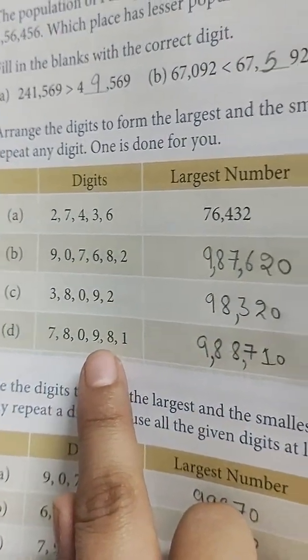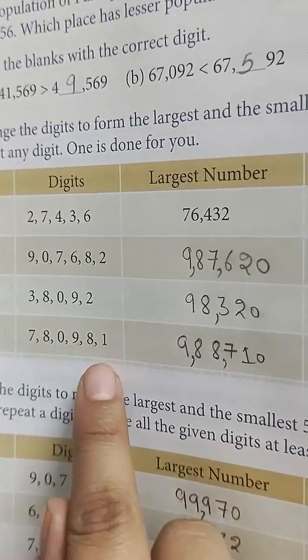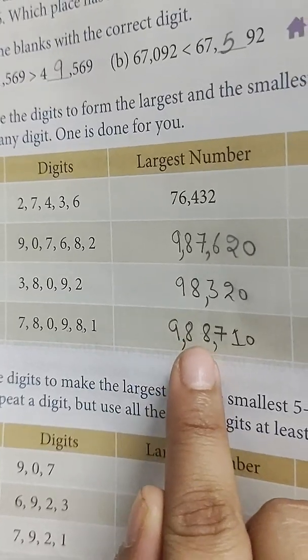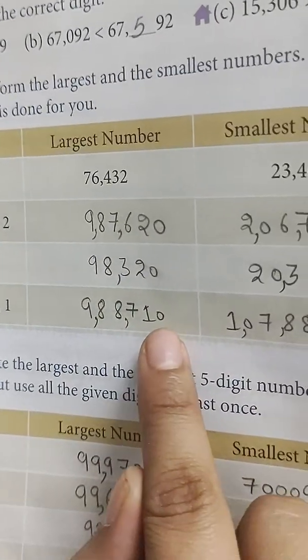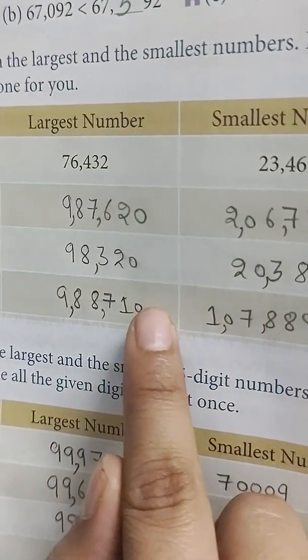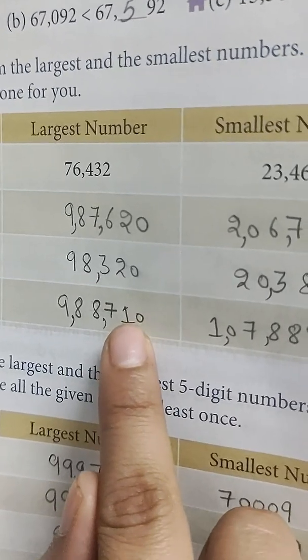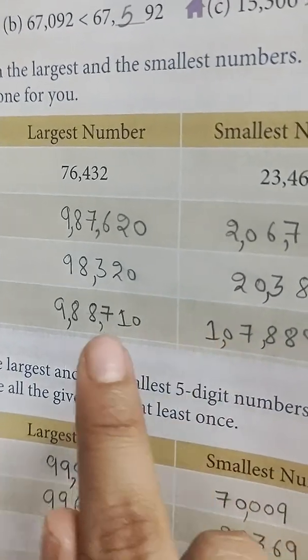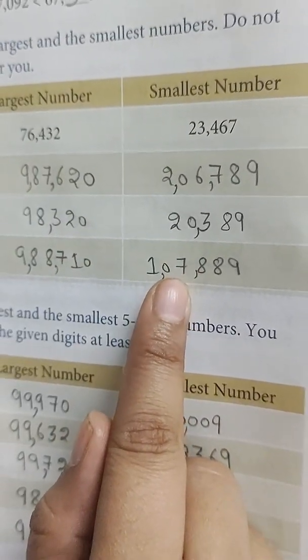Then we have the next number: 9, 8 given 2 times, then 7 and 1, and then 0. So 988,710. Again we have 0, so we will not write it in the first place. We will write firstly 1, the bigger number than 0. You have to write that first. So 107,889 will be the smallest number.